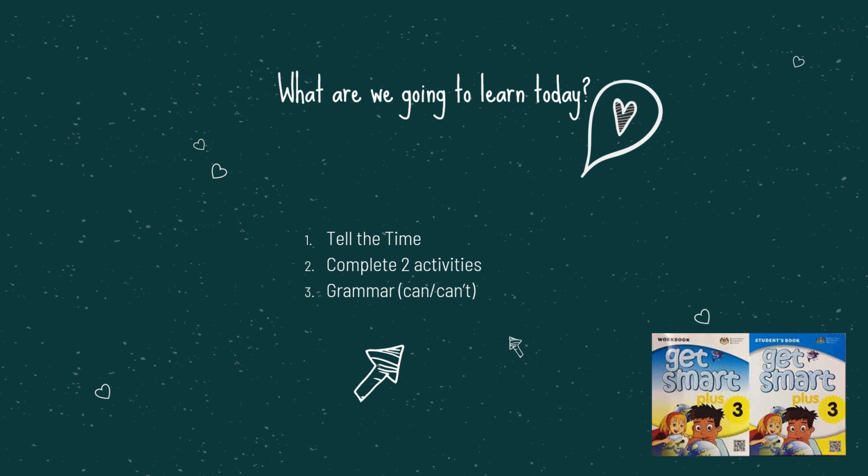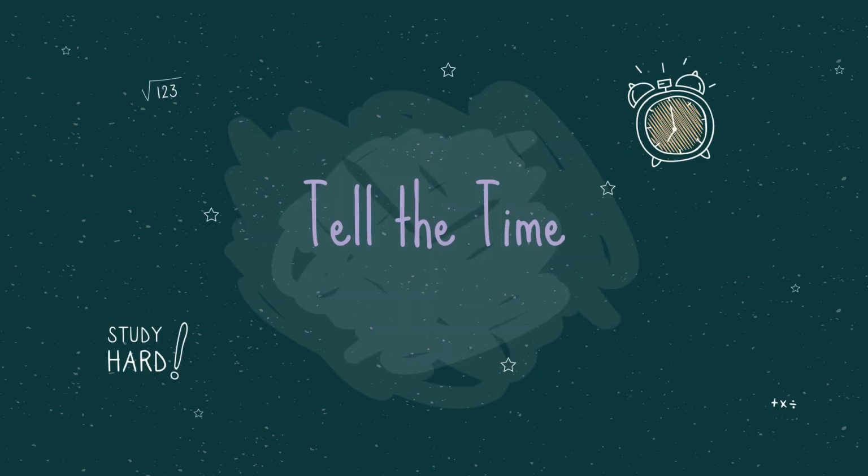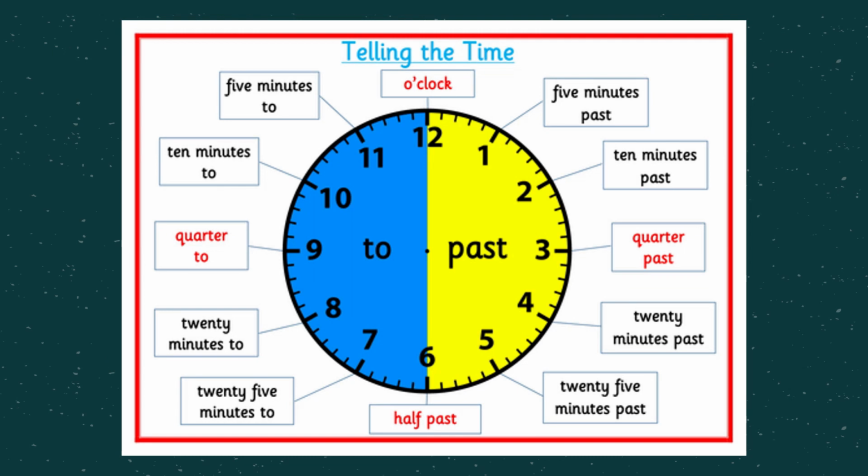In this lesson, we will be looking at telling the time, completing 2 activities, and the continuation of grammar, can and can't. First, let's look at a few important points on how to tell the time. There are 2 ways to tell the time.